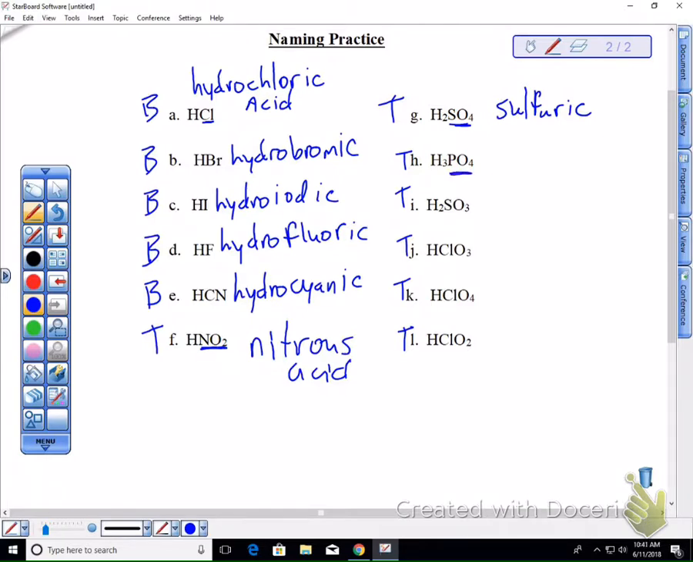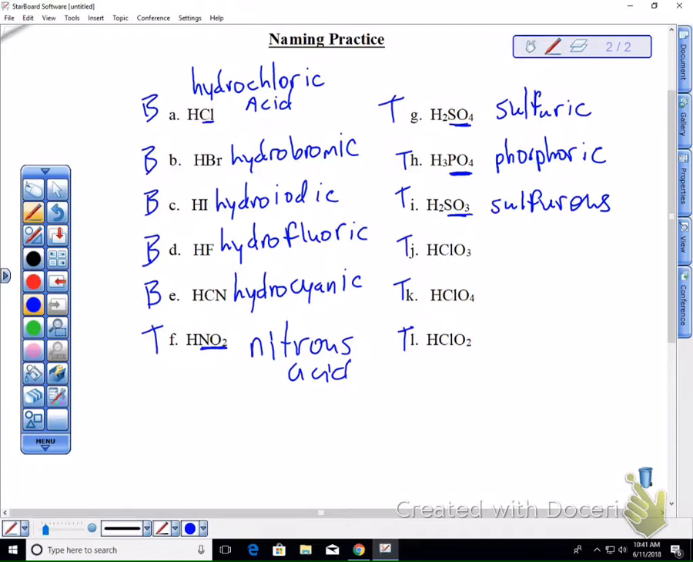H, we have PO4. I hope you identified that as phosphate. So again, phosphorus is kind of weird in that it expands back to the phosphor root. Ate becomes ic, phosphoric acid. I, we have SO3, which is sulfite. So again, sulfur kind of expands back to full form. Ite becomes ous, sulfurous acid.